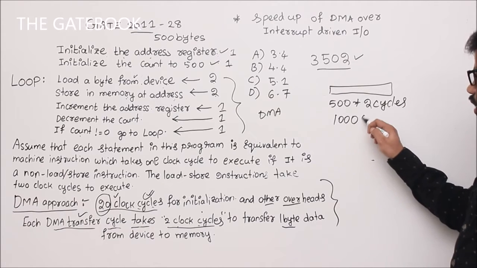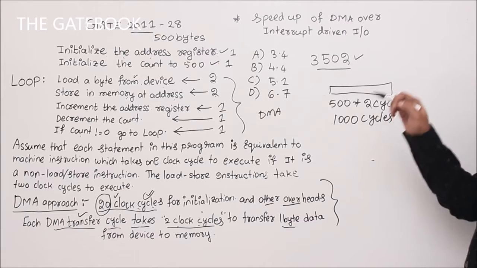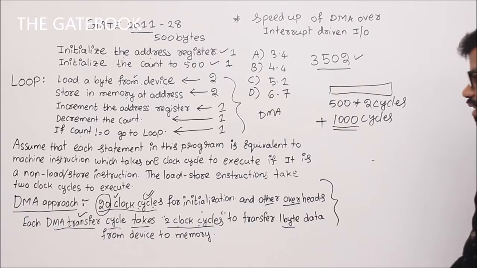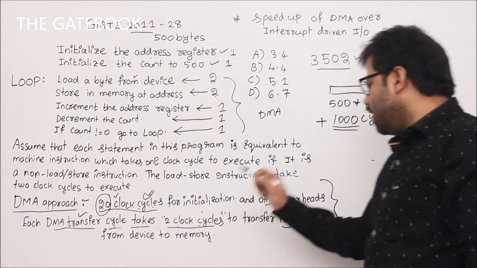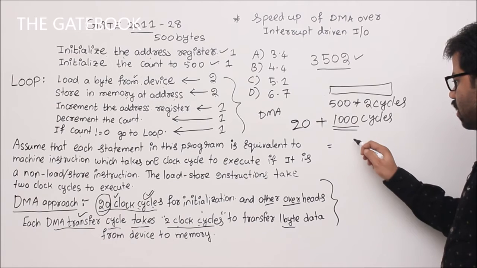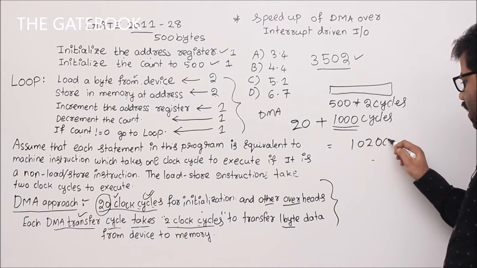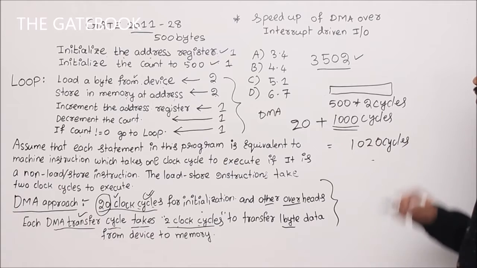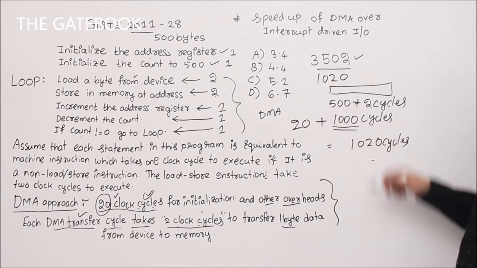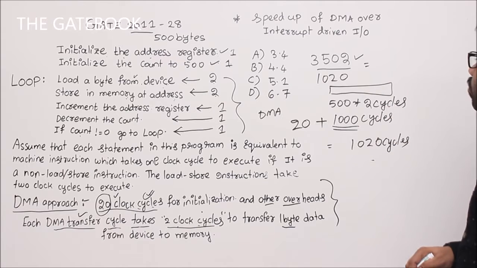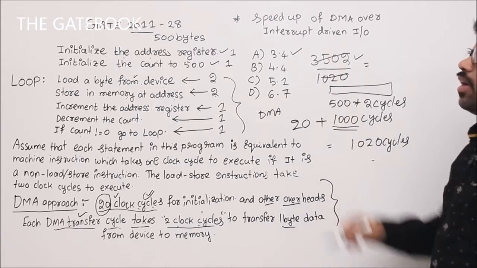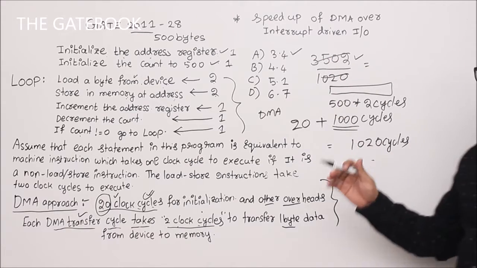Assume that for these 1000 cycles also the CPU is busy, plus initially 20 clock cycles for initialization. Initialization will be done only once, so it would be 1020 clock cycles approximately, isn't it? Let us divide this time by 1020 clock cycles. Then one of the options definitely matches, right? If you simplify it, you get around 3 point something. So 3.4 is the speed up. In that way we can solve this question.